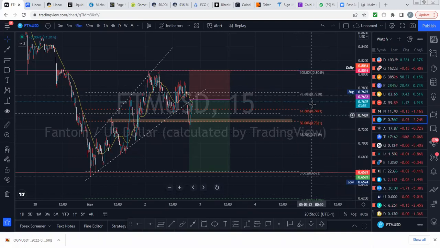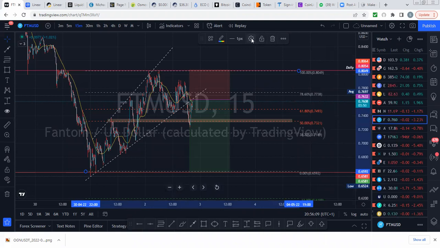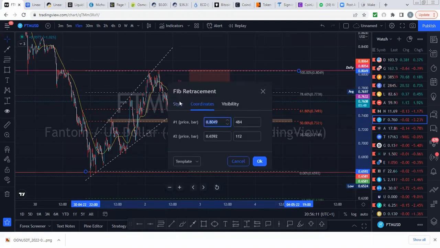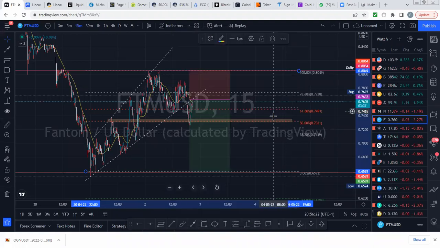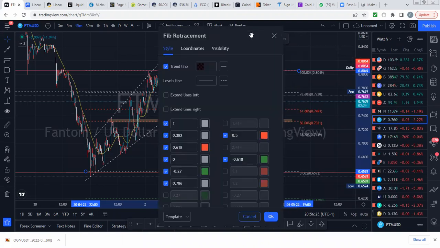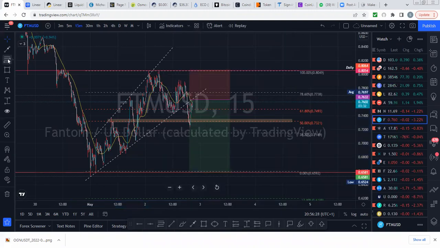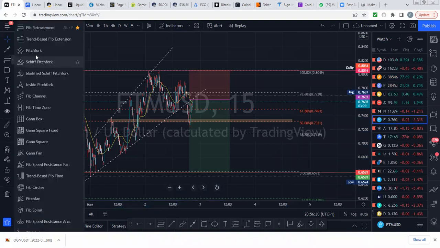I didn't put 88.6 on my fib, going by my settings. Let me show you how. Look at how my settings are on Fibonacci. If you want to get Fibonacci, look at Fibonacci 2 here. Look at fib retracement.